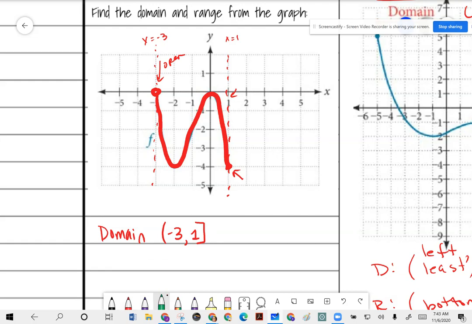So now let's take a look at range. The range is read from the bottom of the graph to the top of the graph, whatever that may be. The y value at the bottom is -4, and so we know that that -4 is included. So we've got -4. And then the top part, now pay attention to this.